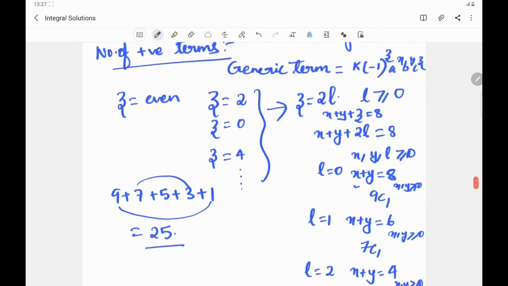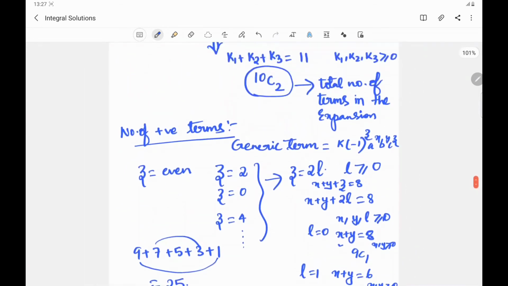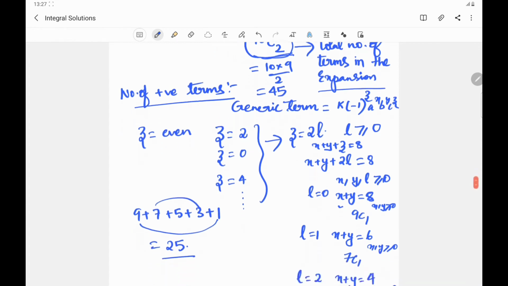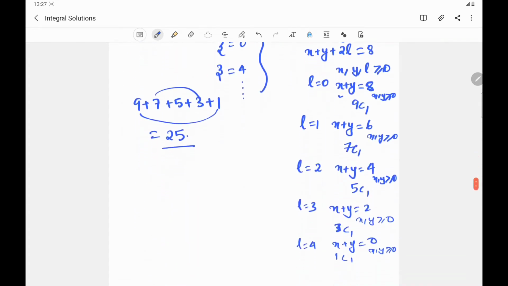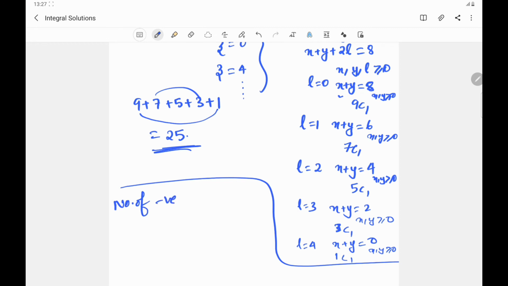So we know that initially we have got 10C2. The 10C2 is nothing but 10 into 9 divided by 2, which is 45 terms, 45 number of terms in this expansion. So number of positive terms are 25. So number of negative terms will be 45 minus number of positive terms. So we are going to get 20 negative terms.